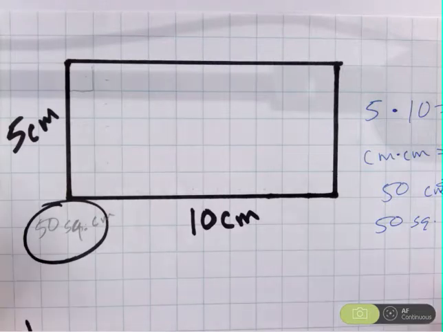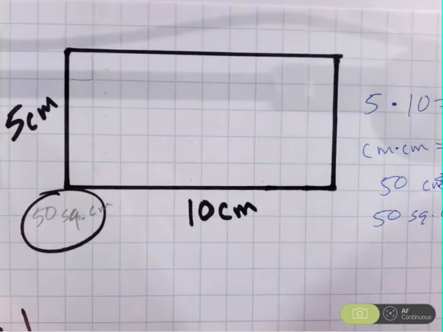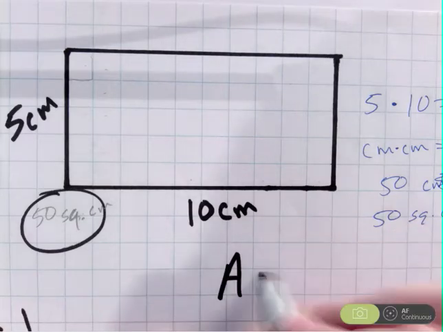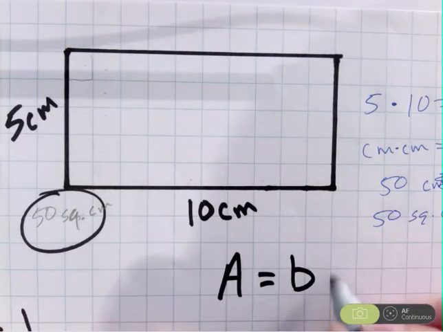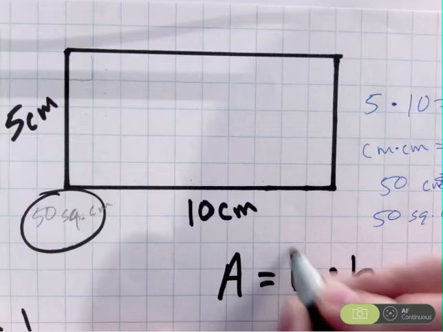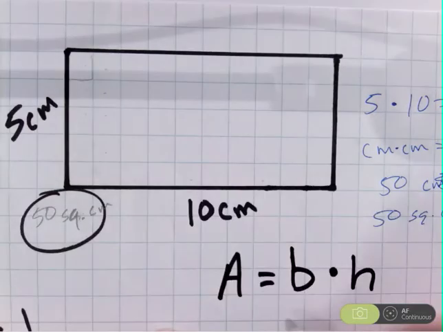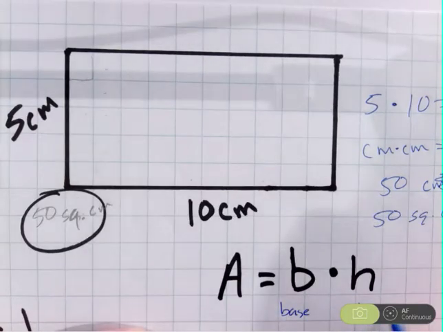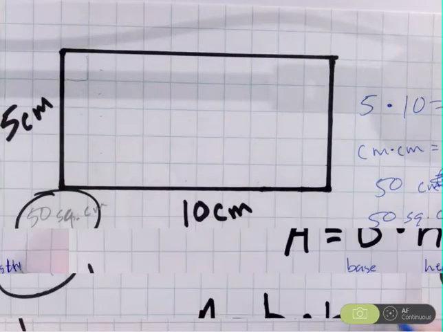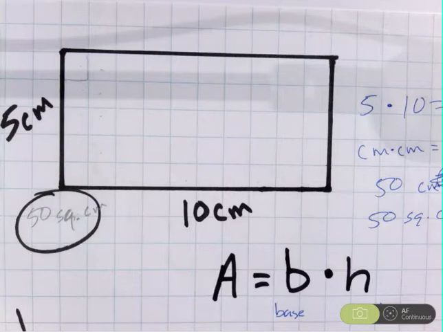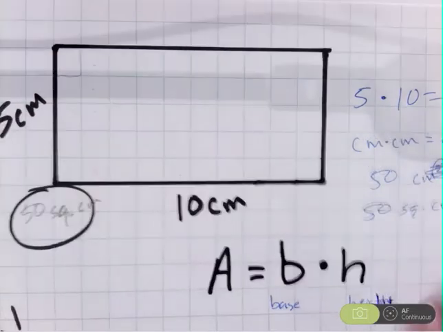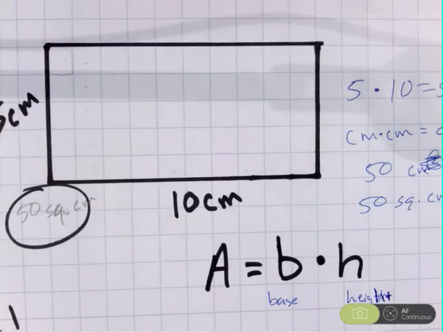So we come up with this formula for the area of a rectangle as this. Area equals base times height. Okay? B for base, H for height. Base and height. Okay? This is always going to work. Area equals base times height if we're dealing with a rectangle.